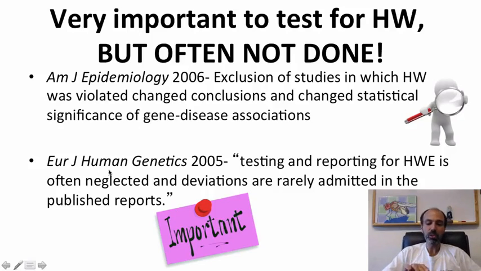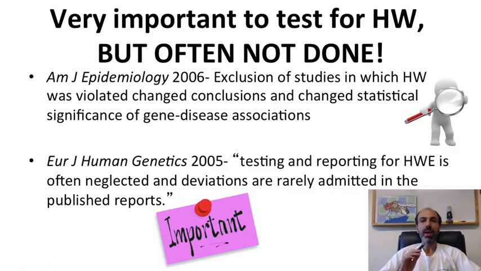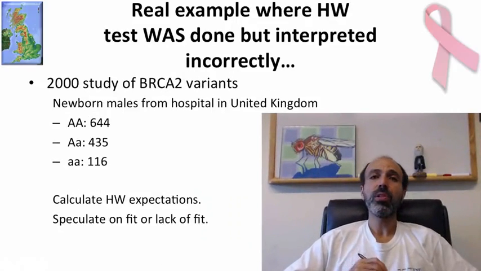Here's something from the European Journal of Human Genetics in 2005. Testing and reporting for Hardy-Weinberg equilibrium is often neglected, and deviations are rarely admitted in the published reports. So this is a really big deal. There are other issues about interpreting deviations from Hardy-Weinberg. Let me show you this example here.